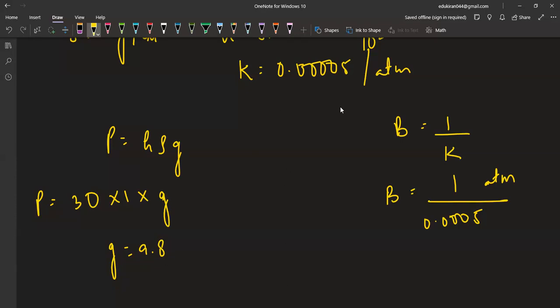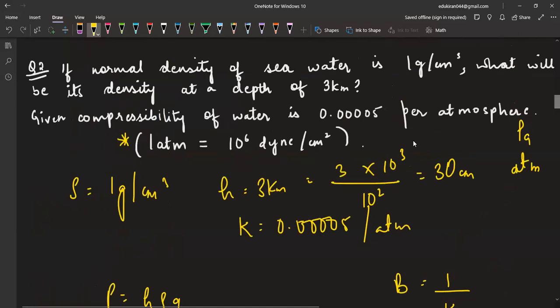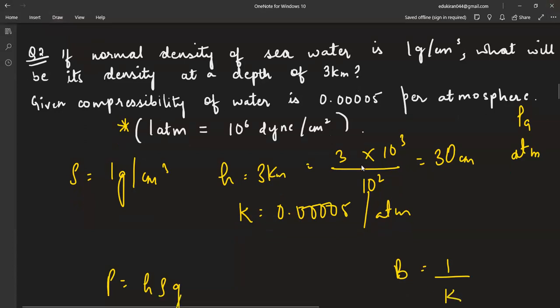Value of K is already given in the question. Look, that I have not written. When I am saying the value of K, this is compressibility. Compressibility, which I am saying, is already given in the question. Yes, this is the same K, the value of K only. Compressibility, inverse of bulk modulus.